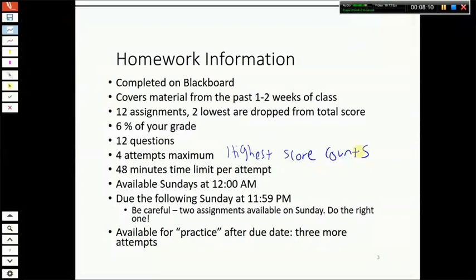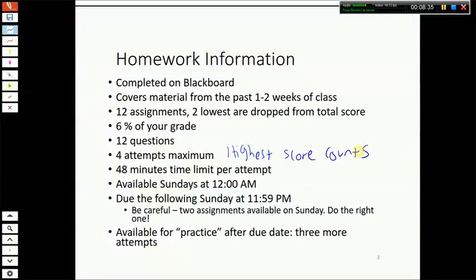Now, the other thing that we have is what are called practice homework assignments, and these are the exact same group of questions, the exact same question bank as the regular homework assignments. They open up after the homework is due, and it allows you to do it, I think, 3 more times. We kind of change the number of attempts once in a while, but I think it's still 3 additional attempts that you get on the practice homework assignments. Those don't count for anything. It's just for you to review.